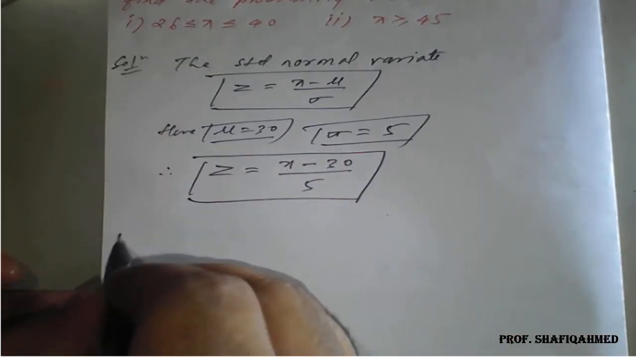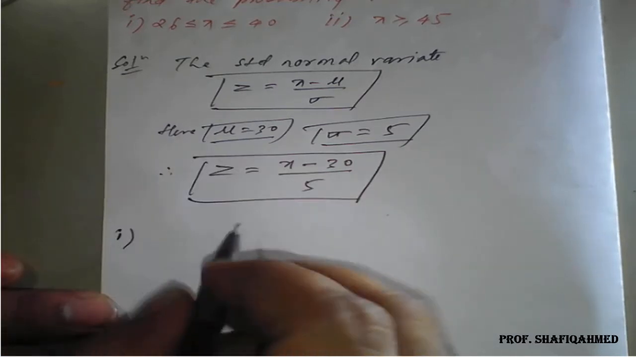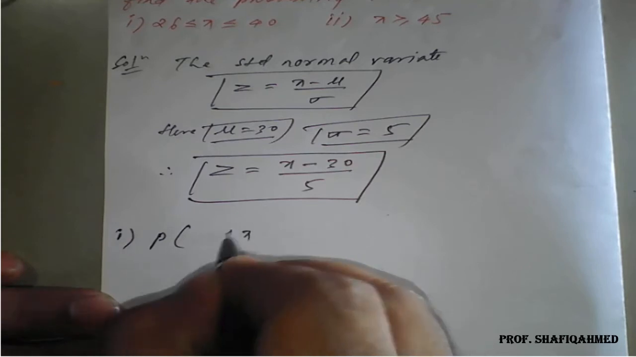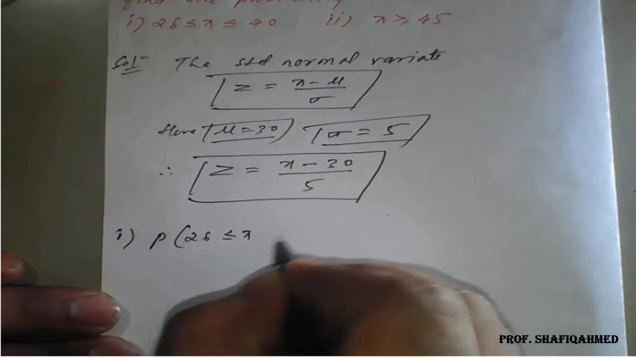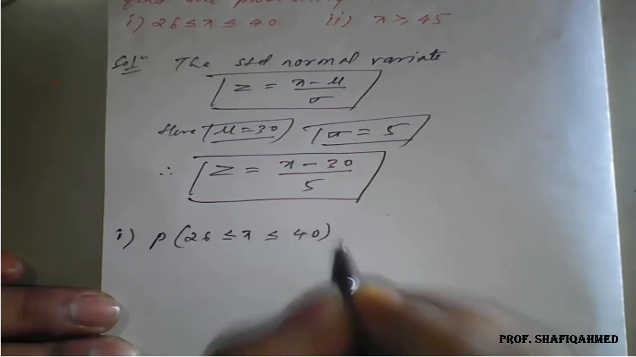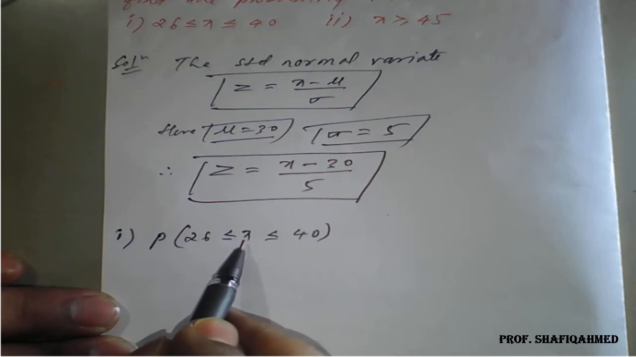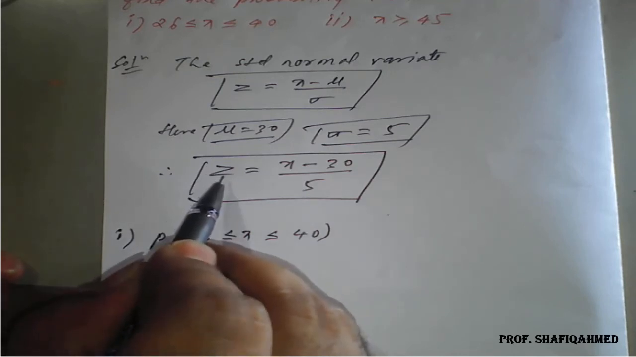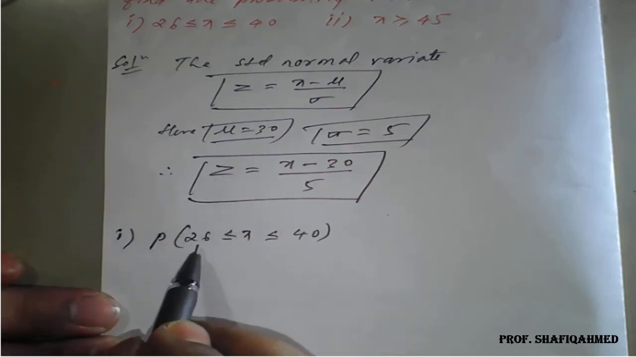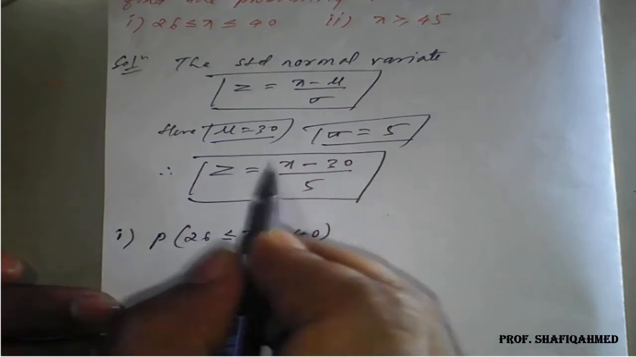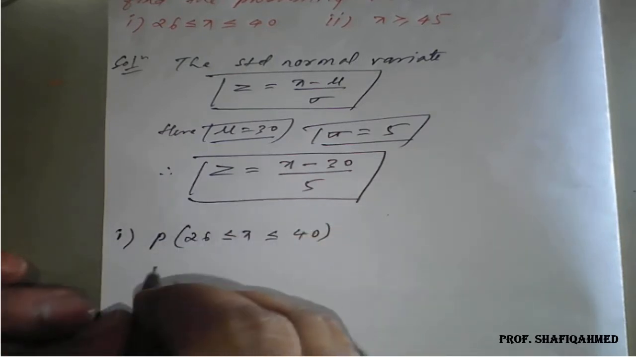Now the first one. They have given the probability of x greater than or equal to 26 and less than or equal to 40. This x is a variate here, but we need to convert this x in terms of z by using this formula only. So we have two values of x. When x is 26, what happens to z, and when x is 40, what happens to z, we need to check one by one.